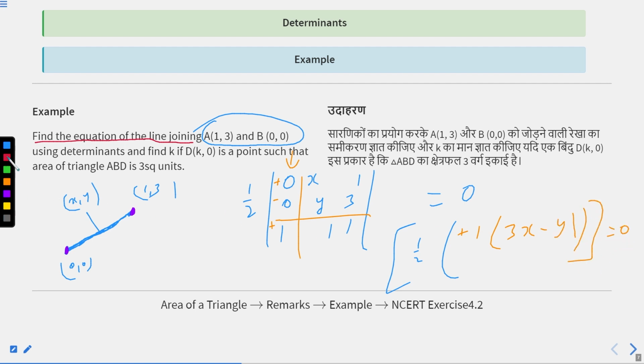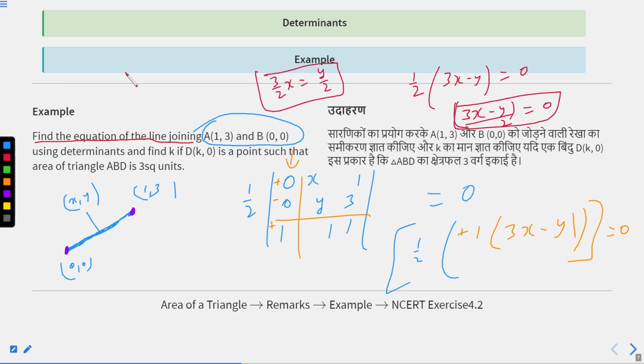So from this, what you get is quite clear. Half of 3x minus y will be 0. This means you will have (3x minus y) by 2 equals 0. Your equation will be 3 by 2 x equals y by 2.